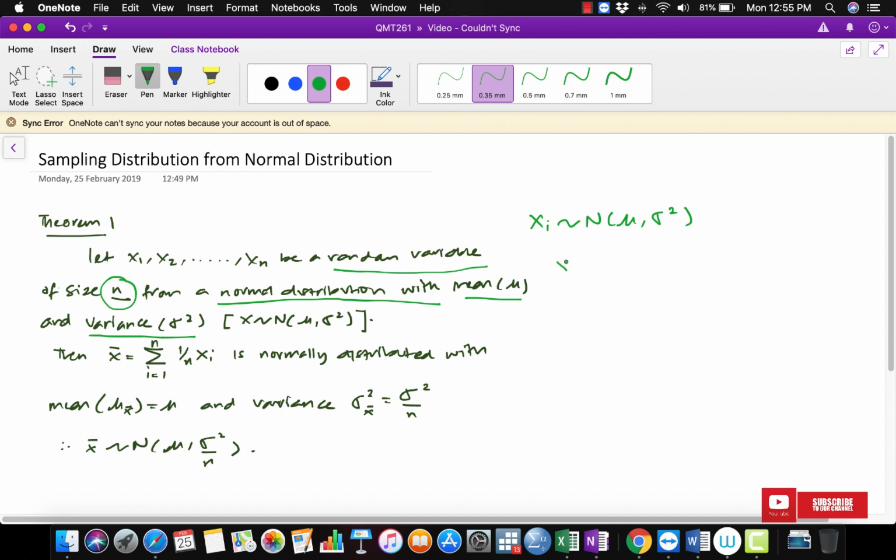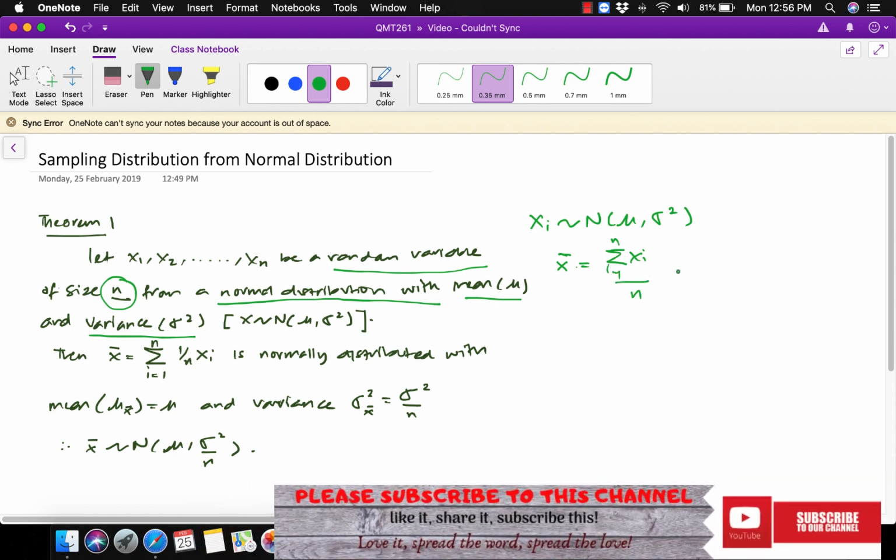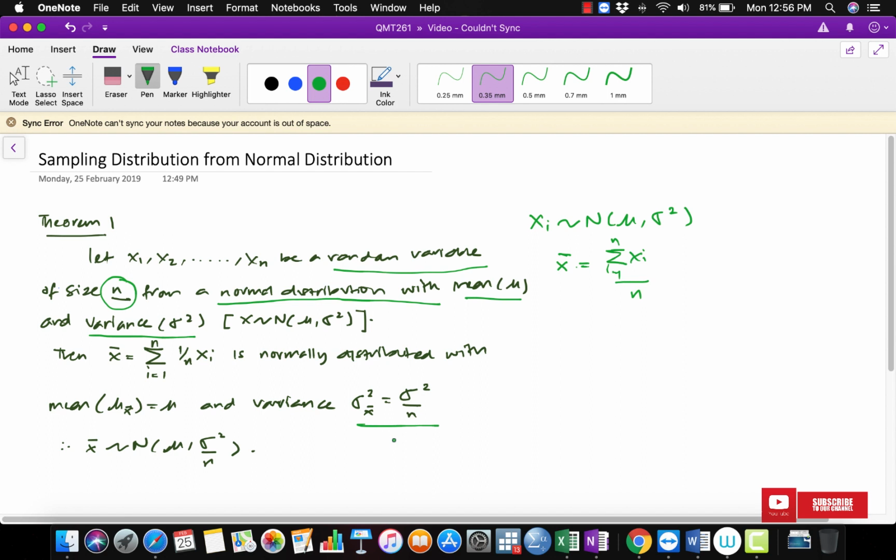If you want to find X bar, X bar is equal to the summation of Xi, i equal to 1 until n, divided by n. It is normally distributed with mean equal to mu and variance equal to sigma squared divided by n. So it tells us the mean, X bar, has a normal distribution with mean equal to mu and variance equal to sigma squared over n.